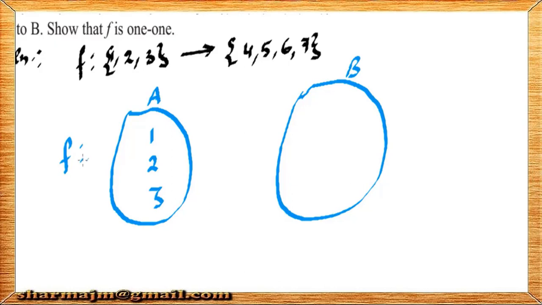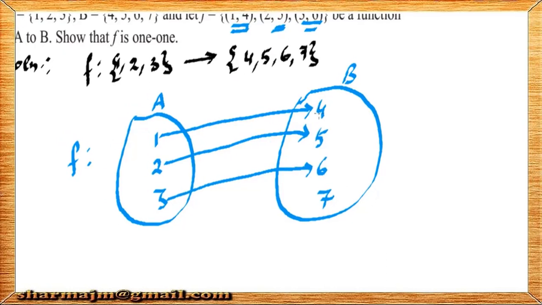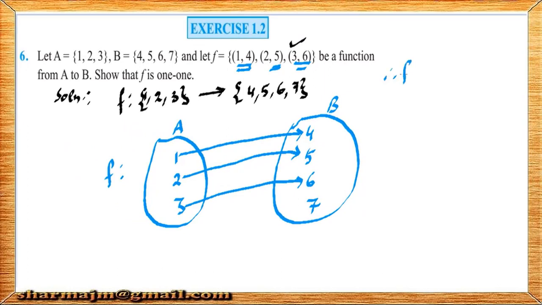F is a function from A to B. B contains elements 4, 5, 6 and 7. Now here it is mentioned image of 1 is 4, image of 2 is 5, image of 3 is 6. So this function is 1-1 because every element has its unique image. Therefore we can say f is a 1-to-1 function.